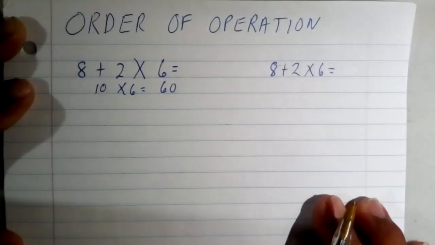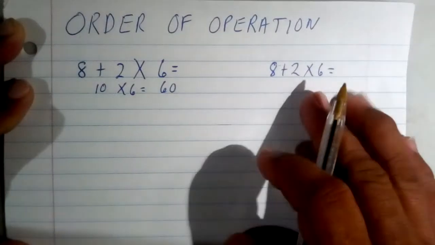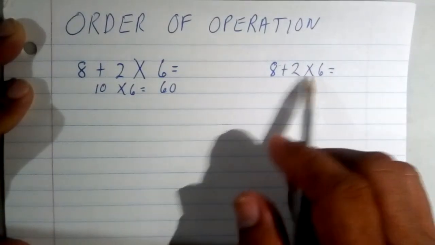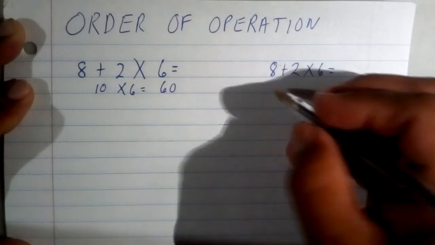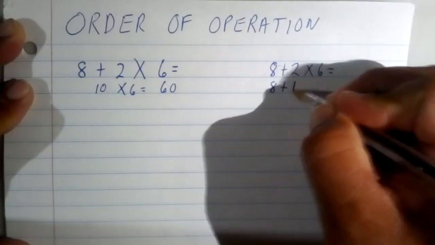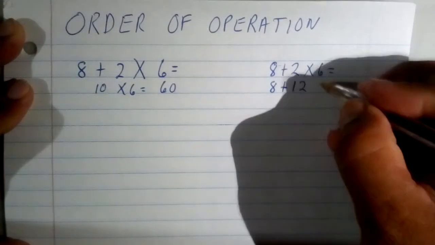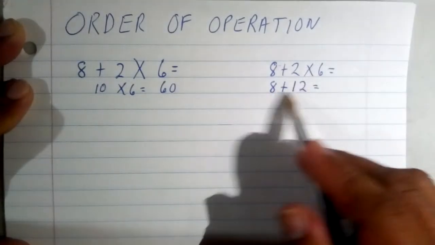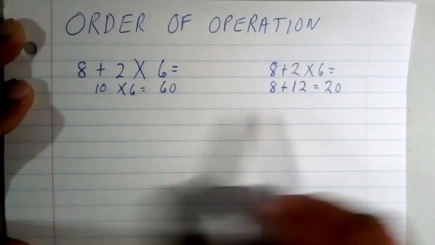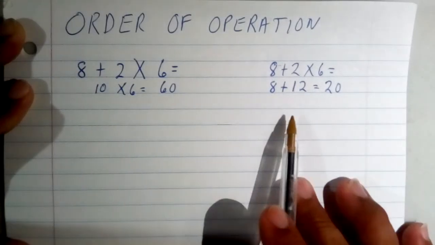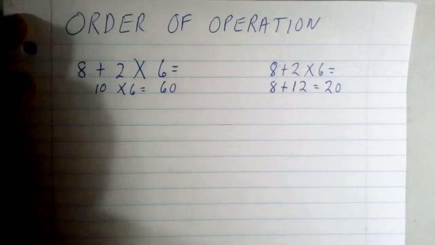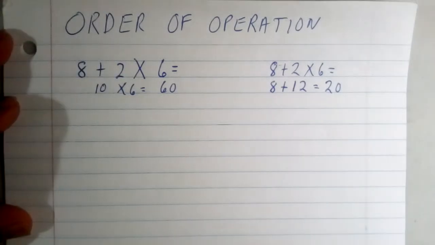So if I was to take the same problem and work it out from this side here, which is multiplication first in this case and then addition, let's see what happens. We would end up with 8 plus, and 2 times 6 would give us 12. Okay, so now 8 plus 12 is going to give us 20. Now this means that we would get two different solutions. One of them has to be the correct solution, and therefore we need to have an order for us to work this out.